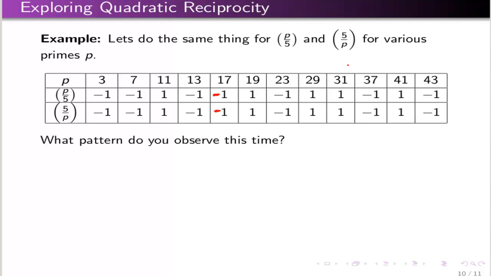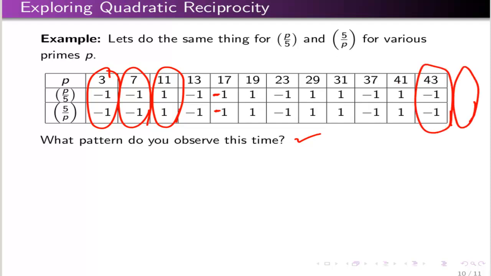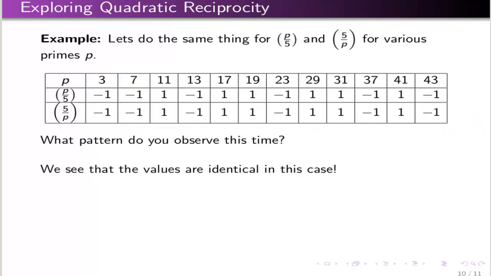And this time, what am I observing? Well, it looks like for every prime, we are getting exactly the same value coming out. And that happens all the way down the line. So something is going on here. Is that just a coincidence that things like this are happening? So we see that the values are identical in this case.